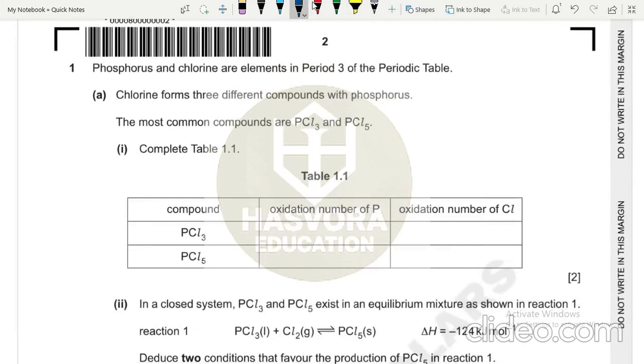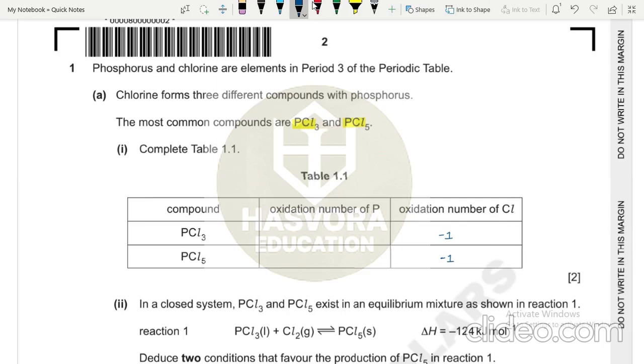Question number 1 says phosphorus and chlorine are elements in period 3 of the periodic table. Chlorine forms three different compounds with phosphorus. The most common compounds are phosphorus trichloride and phosphorus pentachloride. Complete table 1.1. In table 1.1 they are asking us the oxidation state of the phosphorus and the chlorine in each compound. For chlorine you should know that it remains -1 no matter what happens. So this is just constant.